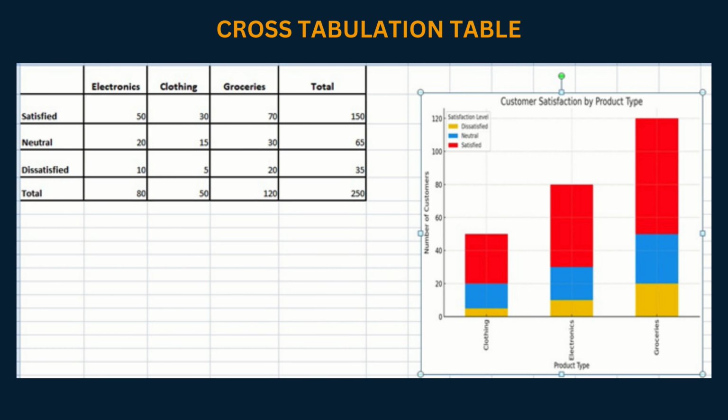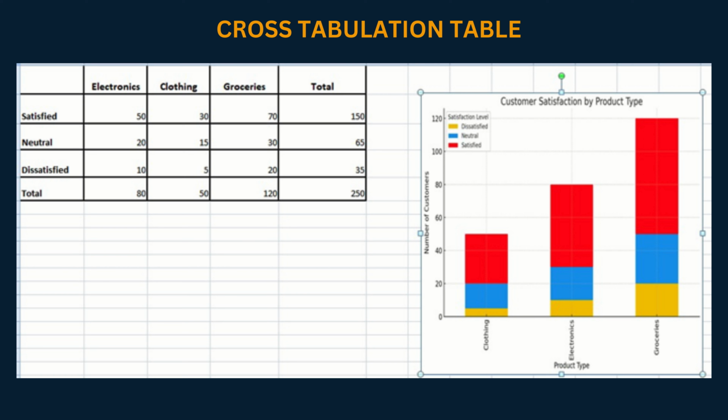Cross-tabulation table. The table below summarizes the frequencies of each satisfaction level for each product type. The satisfaction levels are represented as follows. Dissatisfied is yellow. Neutral is blue. Satisfied is red. Each cell represents the count of customers for a combination of satisfaction level and product type. For example, 50 customers are satisfied with electronics, 30 with clothing, and 70 with groceries. The last row and last column are marginal totals, which help in calculating percentages or proportions.